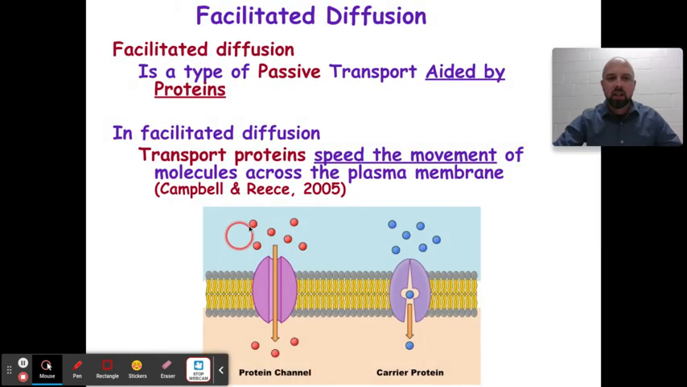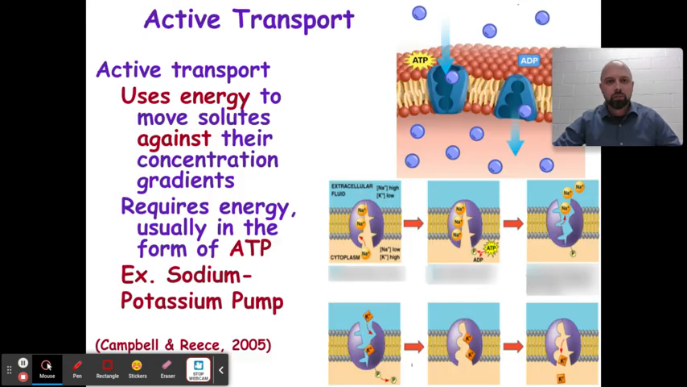Facilitated diffusion, again, requires that facilitator protein. So we talk about channels and carrier proteins, with slight differences: the carrier has to change slightly in shape. These are really aiding in the speed of movement for molecules that might struggle to pass through that hydrophobic core or are really big. And then that last part is the opposite of passive transport.